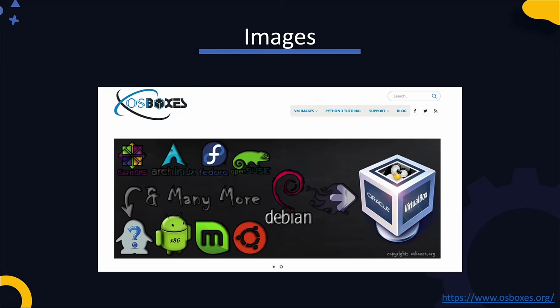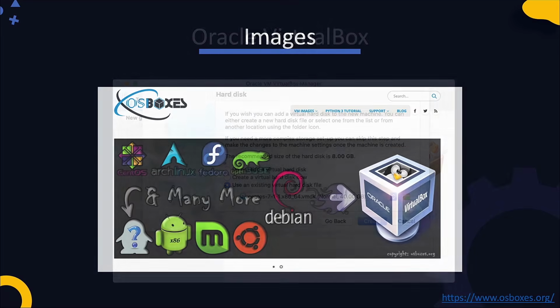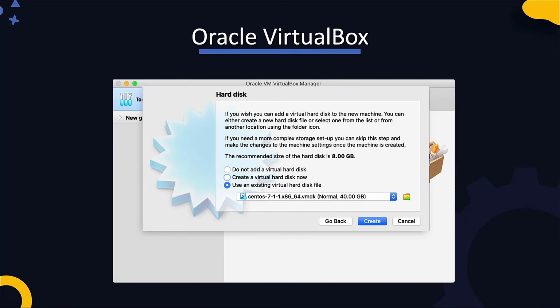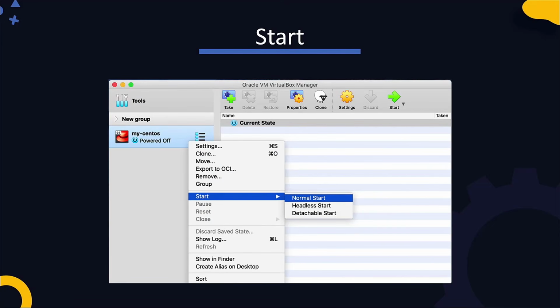Well, it so happens that a large collection of such pre-configured disks or images, as it is called, are available on the internet, and one such website is osboxes.org. They have a list of images for all kinds of operating systems like Ubuntu, Debian, CentOS, Fedora, etc. Once an image is downloaded, use that as an existing virtual hard disk file while creating the VM. And that's it. The VM is now created.